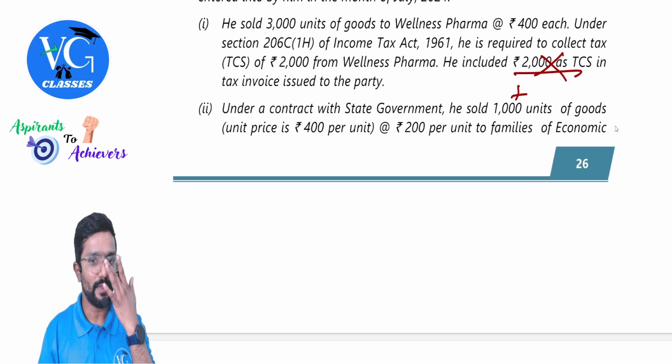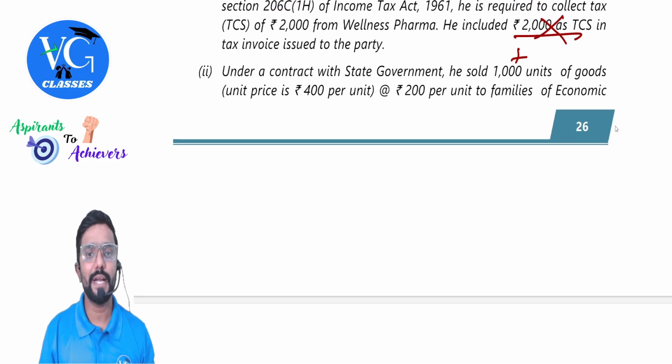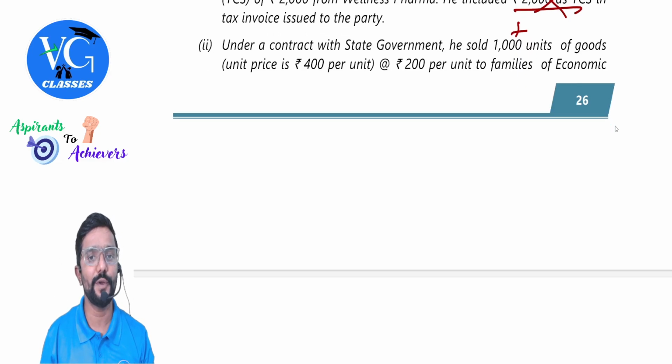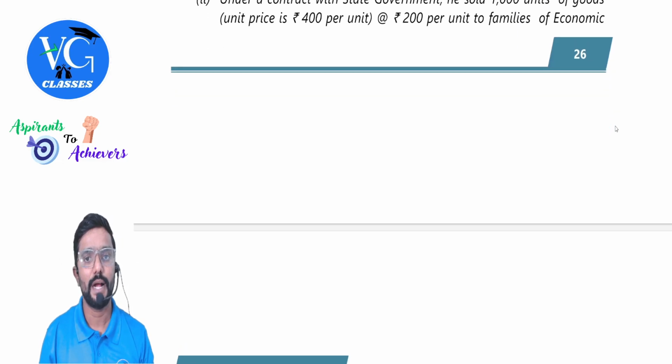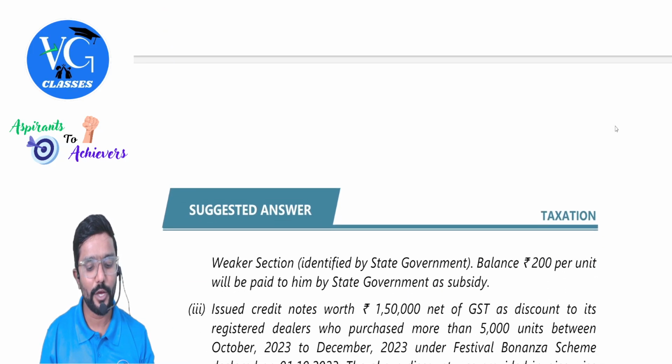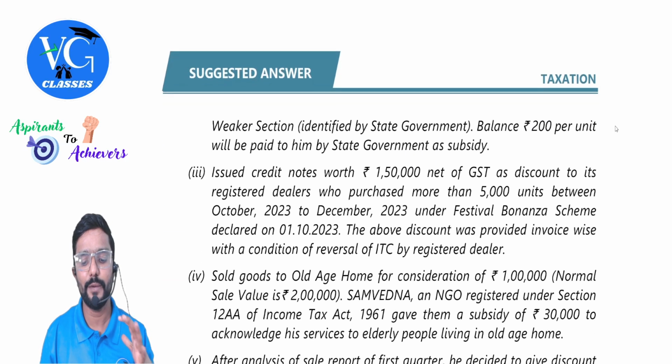That's all. Next. Under a contract with the state government, he sold 1000 units of goods. Unit price is 400 per unit. At 200 per unit to families of the economically weaker section identified by the state government.